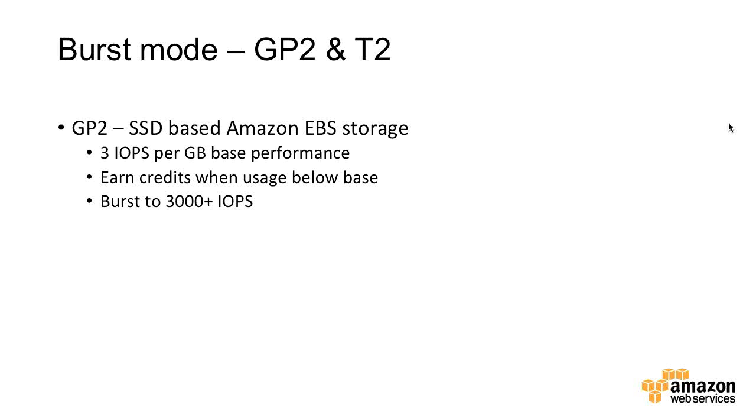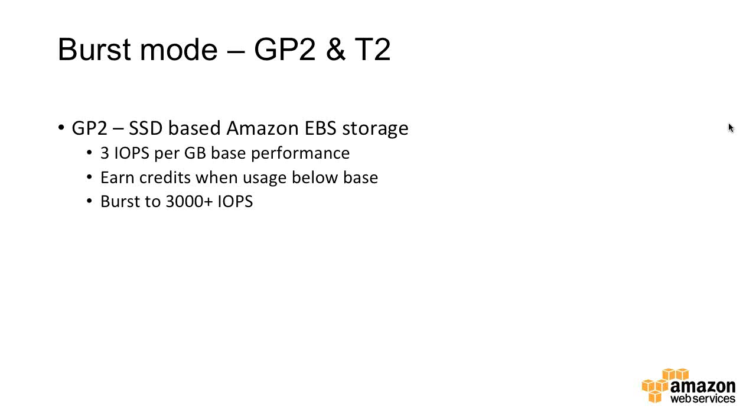So let us talk about burst modes in GP2 and T2. We recently released GP2 with our EBS volumes, SSD-backed general purpose EBS volumes, which comes with 3 IOPS per GB of provisioned storage, which is the base performance that we provide. When you're not using the 3 IOPS per GB of provisioned storage, we will give you credits for not using it. So if you're not using it, we'll just keep storing that into a bucket, and we allow you to burst to 3000 IOPS when the need comes.